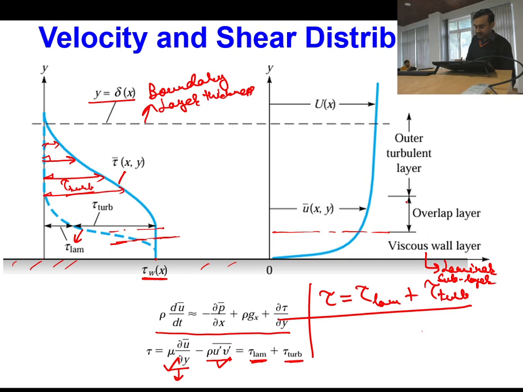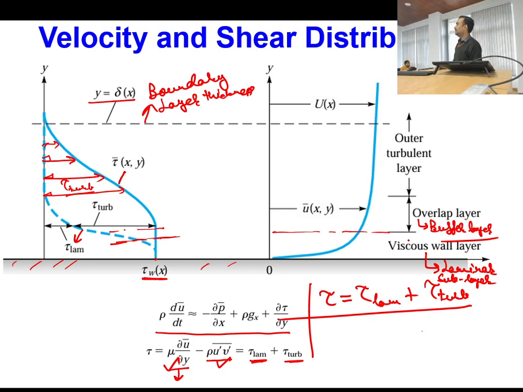Then in the outside region, where we have almost equal contribution of the laminar component and the turbulent component, that we call the overlap layer, or many literatures call this the buffer layer as well. In many textbooks or papers you will find it written as buffer layer. And then ultimately we have the outer turbulent layer.